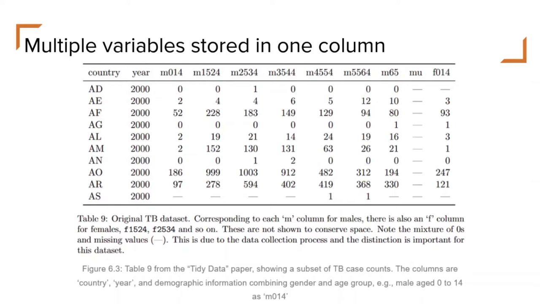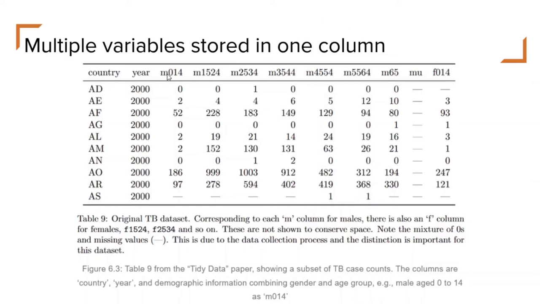Cool. So the next problem is multiple variables stored in one column. Data sets like this are super common when you download data from the CDC. That's usually where I see a lot of this stuff. For this particular data set, this comes from the WHO. This is also an example out of Hadley's Tidy Data paper. This is tuberculosis counts for each country and year.